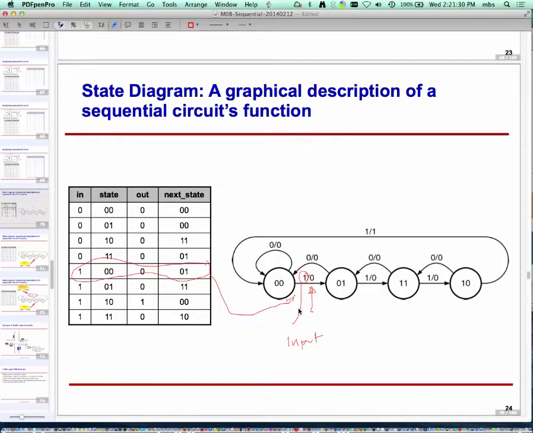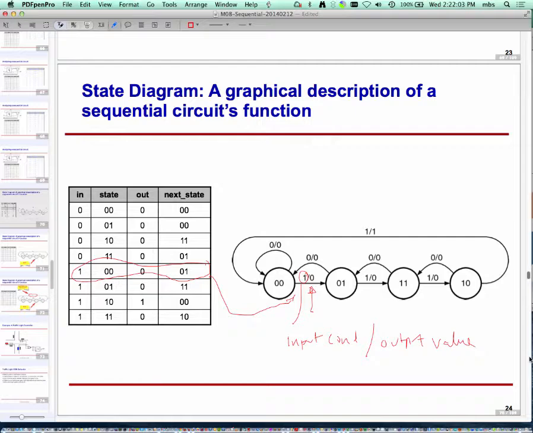The second thing we see, after the slash sign, is telling us what the output should be while doing so. In this particular case, our state table tells us that the output should have been 0, and therefore you see a slash 0 after that. So input condition slash output value. That is what you see on each edge.